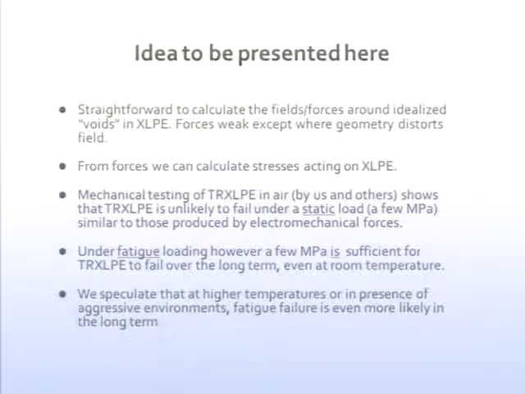However, we should think about fatigue loading. Because under fatigue loading, a few megapascals is sufficient for the cross-linked polyethylene to fail over the long term, even at room temperature and even in the absence of any hostile chemicals. This looks like consistency with experimental results, because, of course, if it's DC, then there's no fatigue, right? The force is constant. So it's under AC that we have the possible occurrence of fatigue.